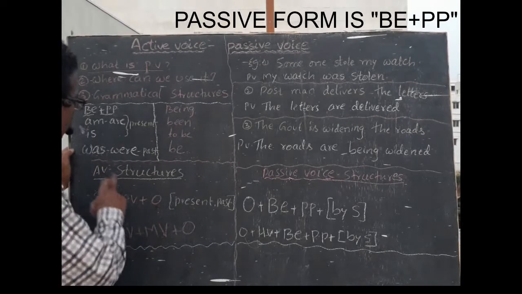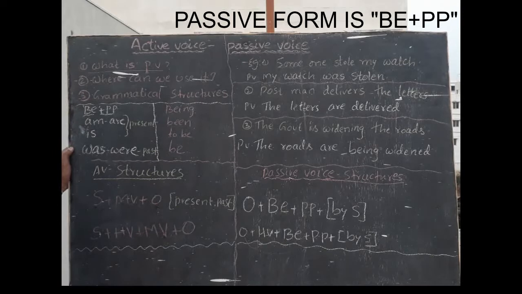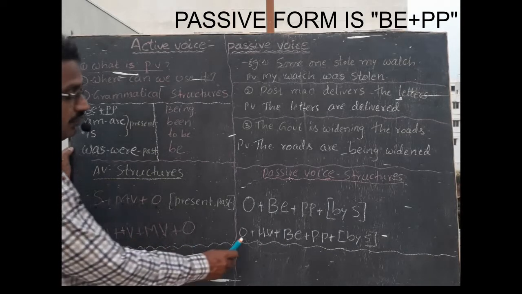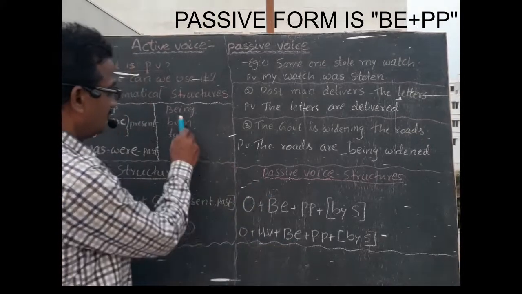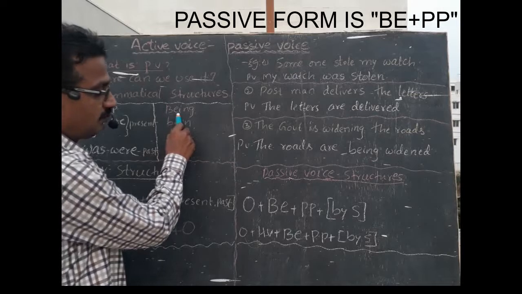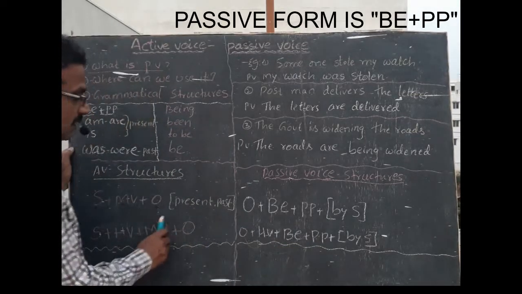If the active verb is helping verb plus ing form, you had better take helping verb plus being, that is the continuous be form, and the past participle of the active main verb.